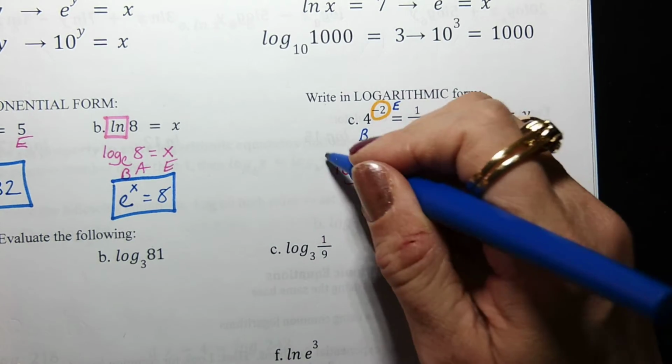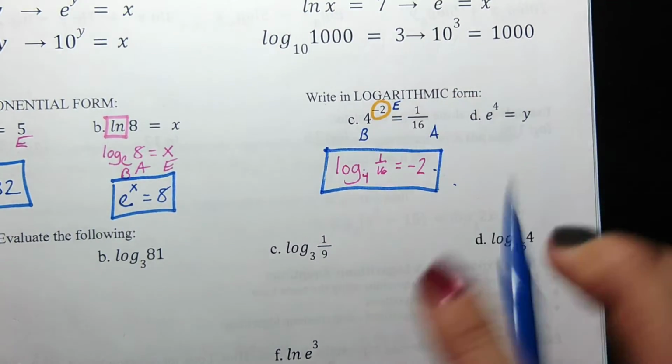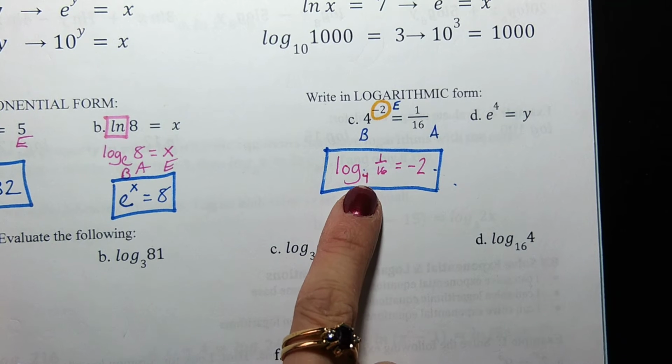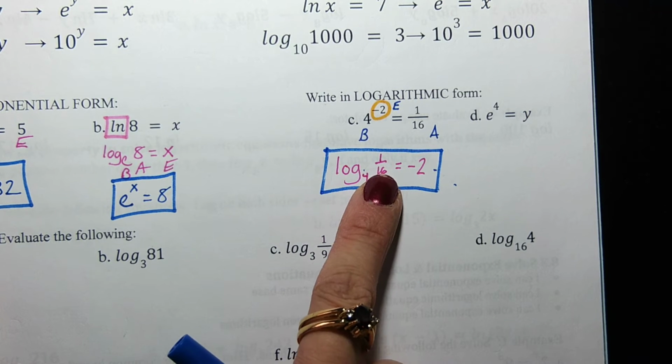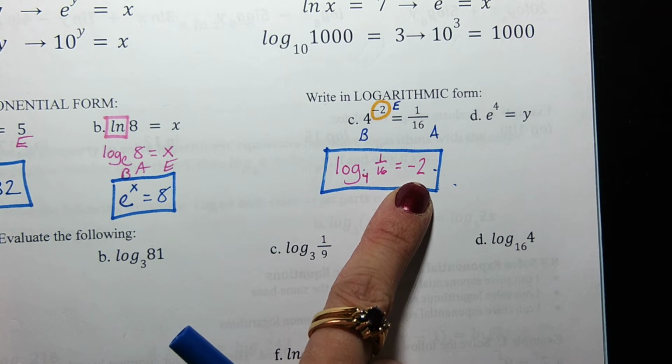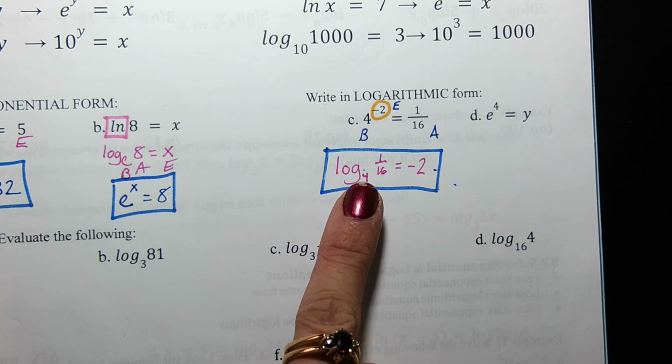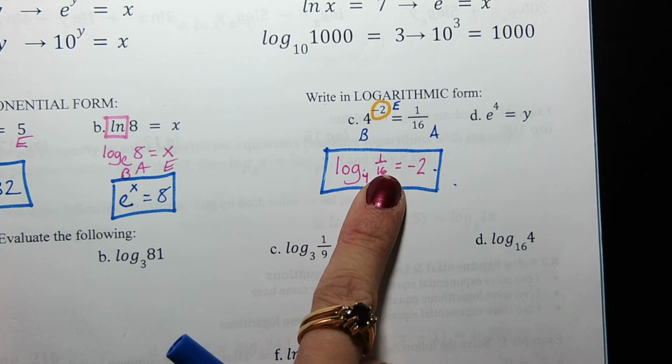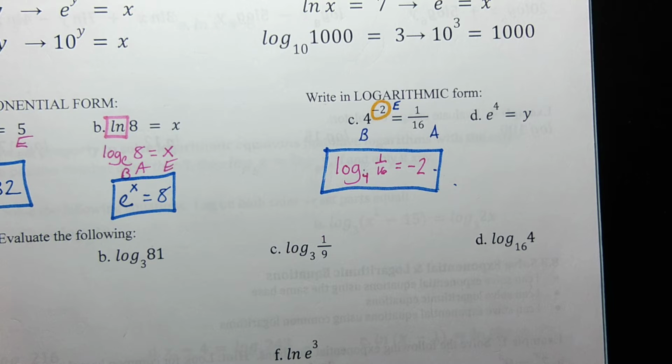Drop the base. Let's practice reading this one. Log base 4 of 1/16 equals -2.